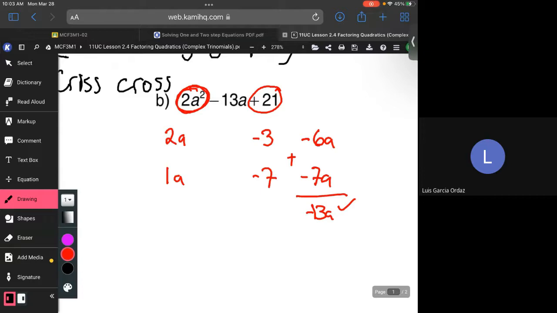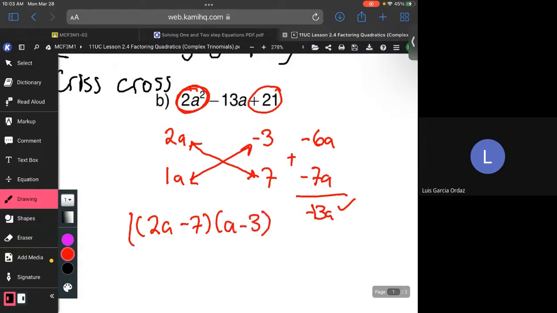Now, remember how we would have to factor by grouping and all that stuff? With the crisscross method, what's my first factor going to be? 2a minus 7. And what's my other factor going to be? a minus 3. So the crisscross method allows you to avoid the grouping part and just get straight into the factors.